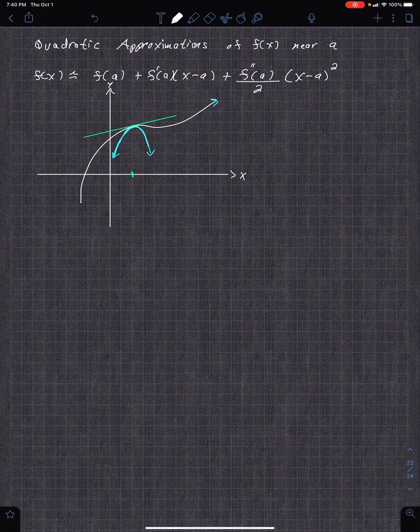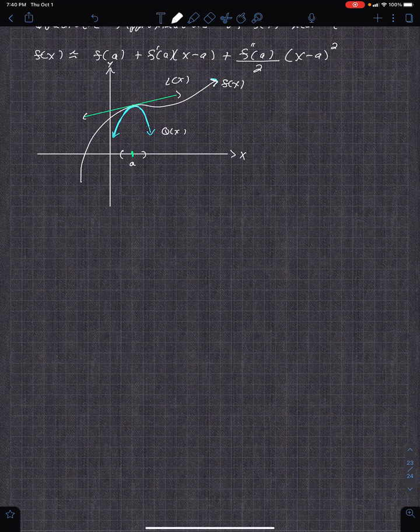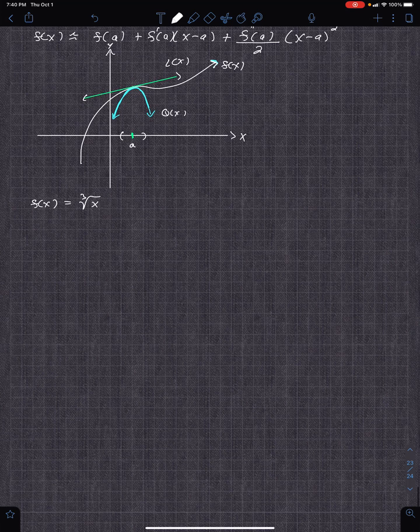Let me label a few things here. Okay, so there's your L of x, and then this would be your quadratic Q of x around the value a, like that. Okay, so let's look at f of x doing the same thing, cube root of x, and evaluate.